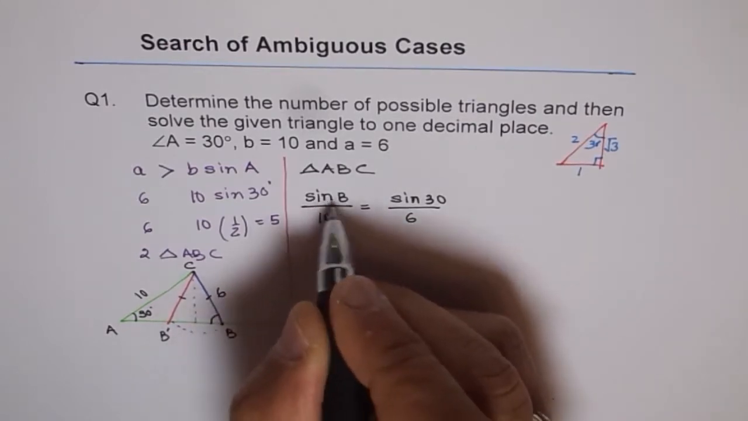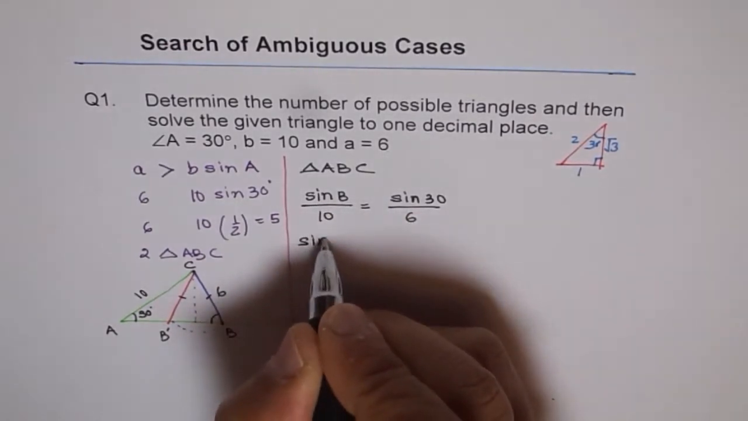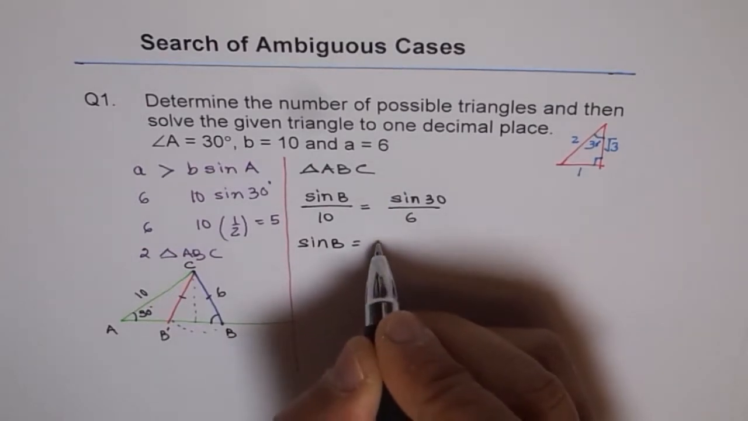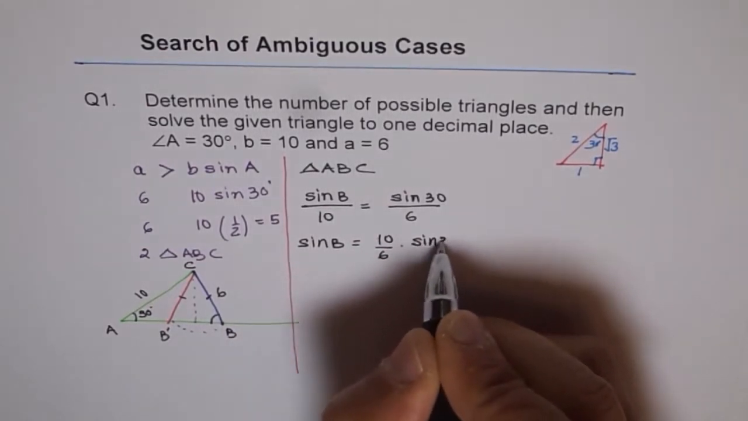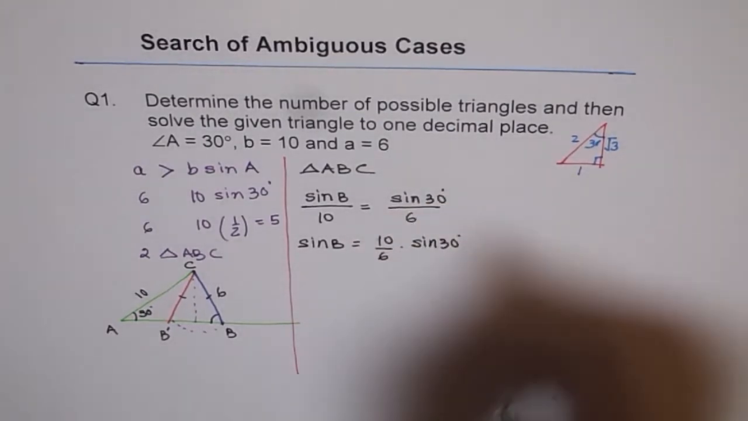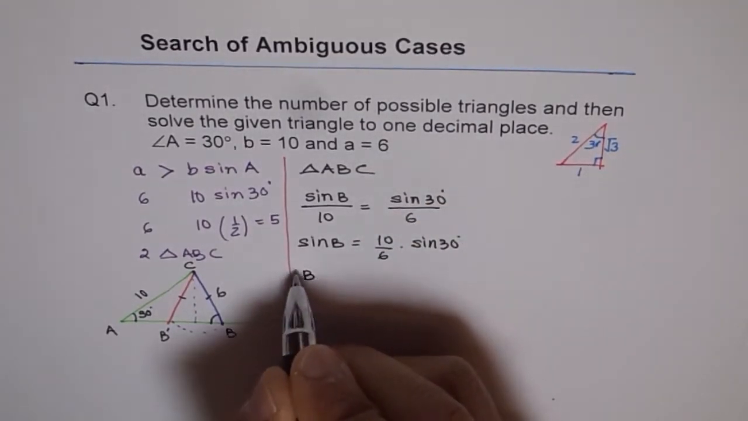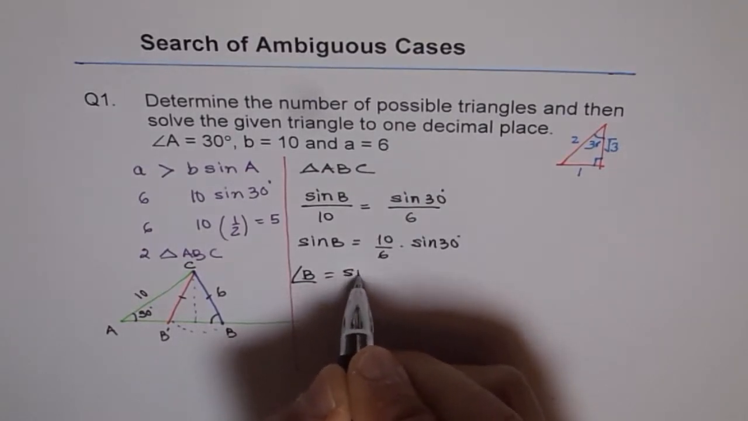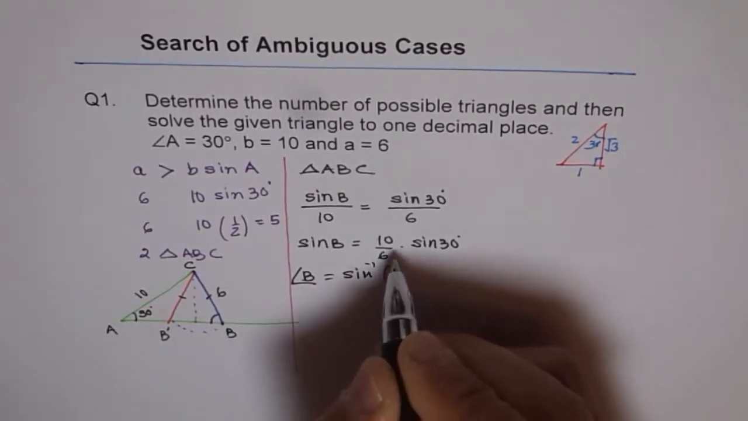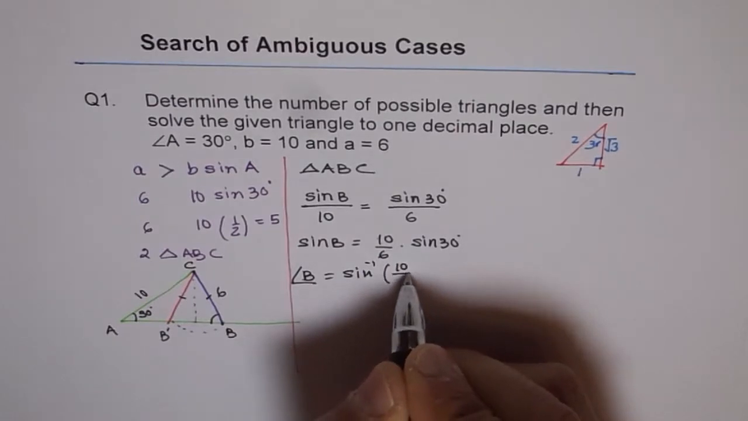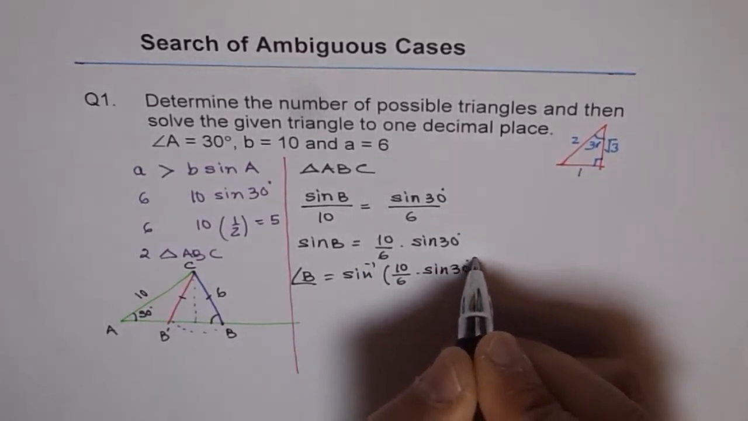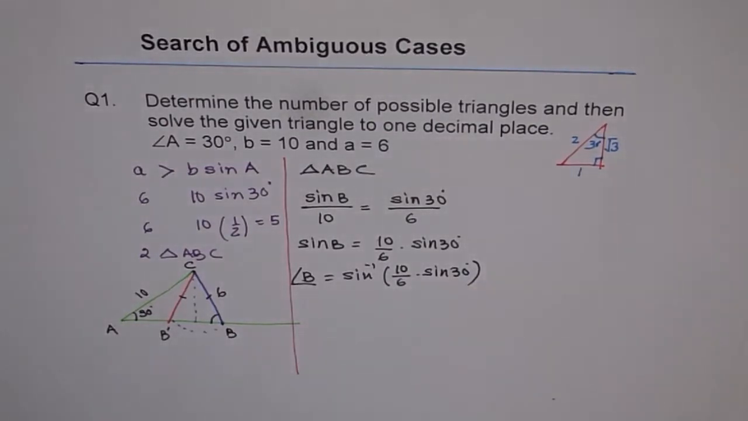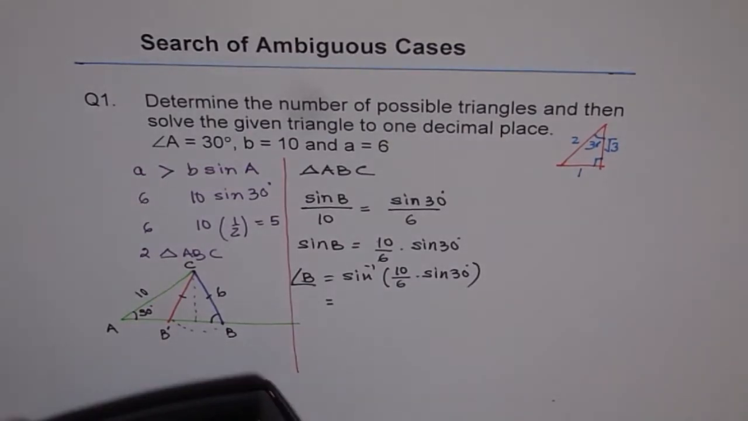And from here we can say sine of B is equal to 10 over 6 times sine of 30 degrees, correct? Now, angle B is equal to sine inverse of 10 divided by 6 times sine of 30 degrees, which is half. We'll plug in all the values in the calculator and find this angle B, right? So we'll use the calculator.